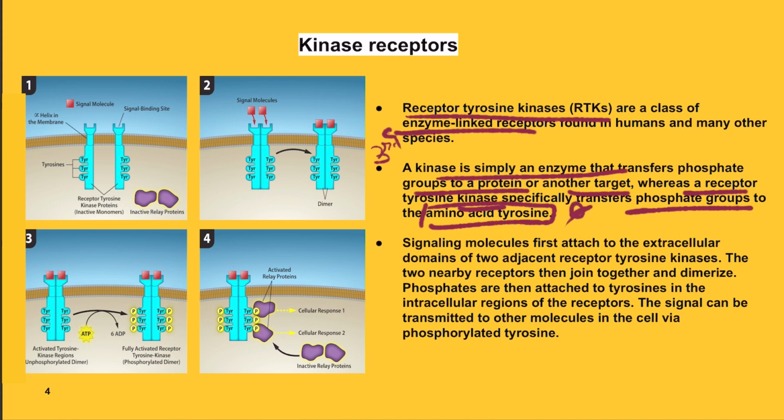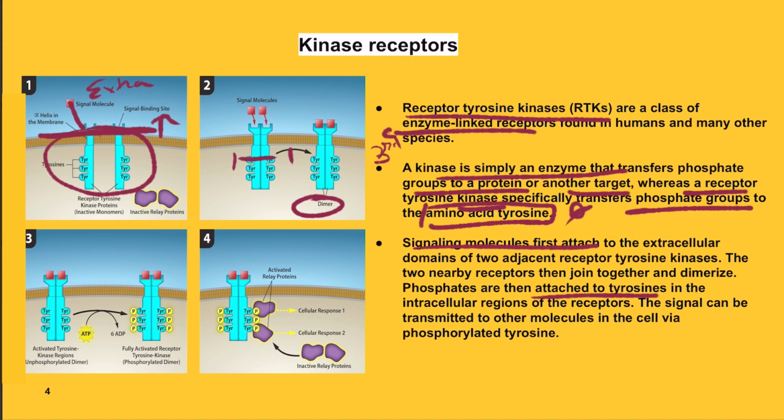Now we can go over how this works. Signaling molecules first attach to the extracellular domains, which are the ones outside the cell, of two adjacent receptor tyrosine kinases. These two are adjacent to each other, and when they attach to each other, they dimerize. Phosphates are then attached to tyrosines in the intracellular regions of the receptors, and this is called a fully activated receptor tyrosine kinase, a phosphorylated dimer. That's a lot. This is all located in the intracellular region. The signal can then be transmitted to other molecules in the cell via phosphorylated tyrosine.